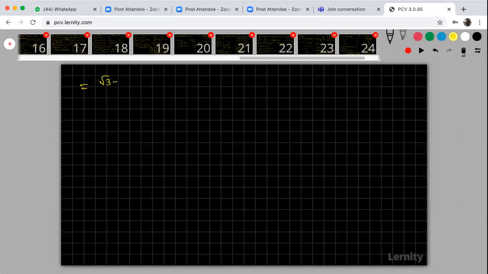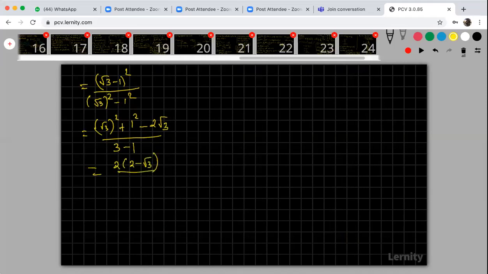Therefore here root 3 minus 1 the whole square, but here root 3 the whole square minus 1 square. So here root 3 the whole square, a square plus b square minus 2ab, divided by root 3 the whole square, that is 3, this is minus 1. So this is 3 plus 1, it is 4. 4 minus 2 root 3, you can take 2 commonly. So therefore 2 minus root 3 by 2, cancel it. So therefore 2 minus root 3. Are you okay?